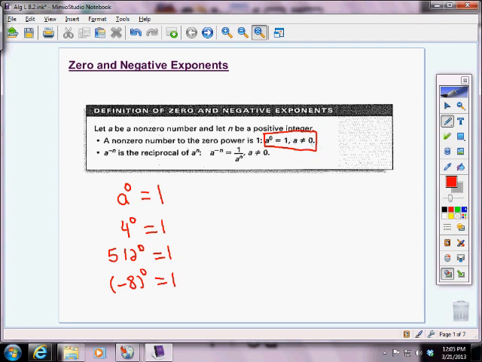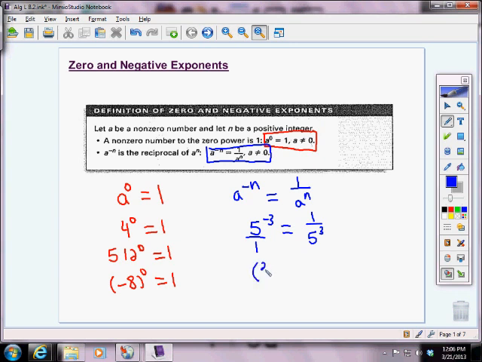The other property is when we're dealing with negative exponents. What this one says is if we take any number and raise it to a negative integer, it becomes its reciprocal. So a to the negative n becomes 1 over a to the positive n. So not only are we taking the reciprocal of it, but we're losing the negative. So for example, if we had 5 to the negative third, that becomes, think of it almost as a reciprocal, 1 over 5 to the third.